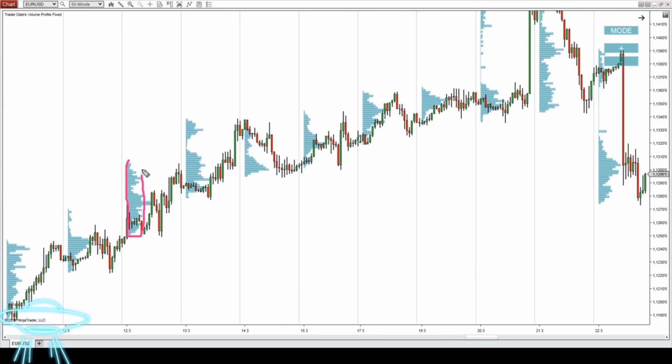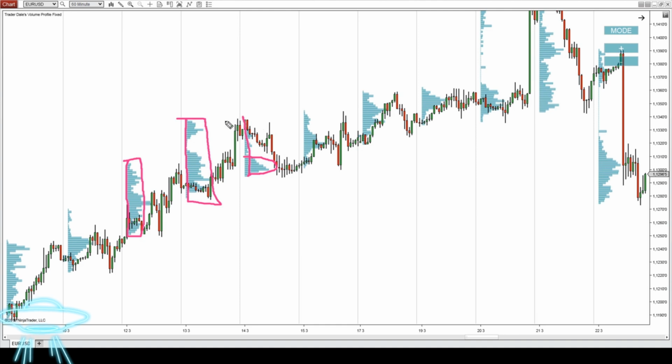After that, there's also a thin profile, another thin profile, and then there is a B-shaped profile, which is kind of weird to see in uptrend, and especially when there is no reaction to it.